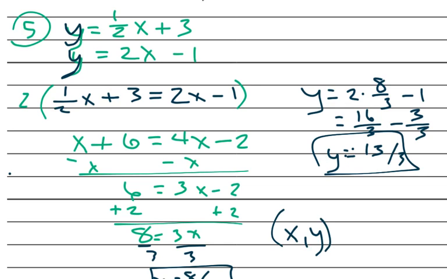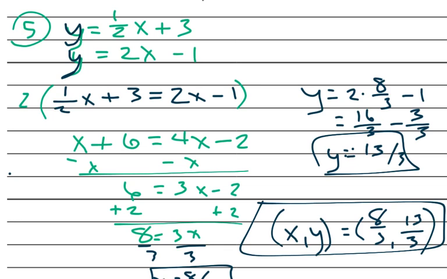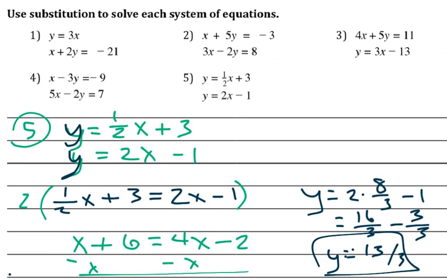Time to summarize. 8/3, comma, 13/3. Box it. In red, I'm going to write this up higher. 8/3, comma, 13/3. Because you could plug this back in. Half of 8/3 is 8/6 plus 18 over 3. I'm doing all of this in my head. 18 over 6, gives you 26 over 6, which would reduce to this.